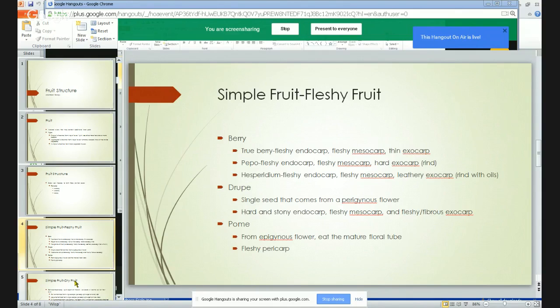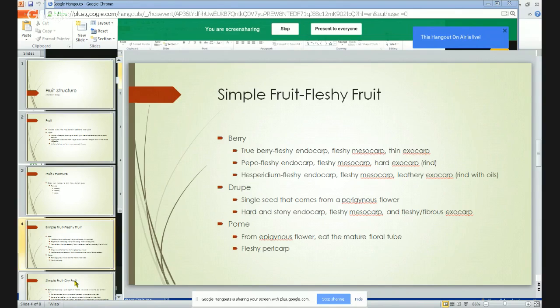Okay, your pepo. It's going to have a fleshy endocarp, a fleshy mesocarp, and a hard exocarp. We're going to call this one kind of like a rind because it's going to be a little bit more, I don't want to say chewy, but bendable. It's got a little more substance than that true berry's exocarp. So think of squash, cucumbers, any one of those.